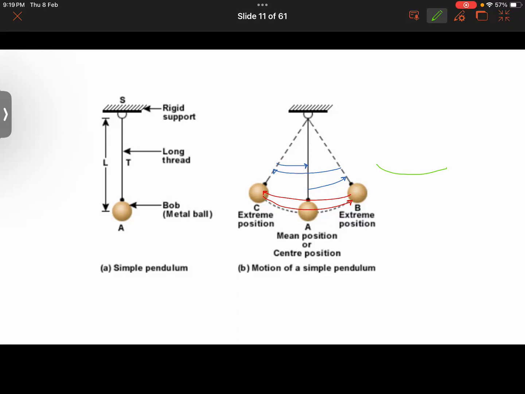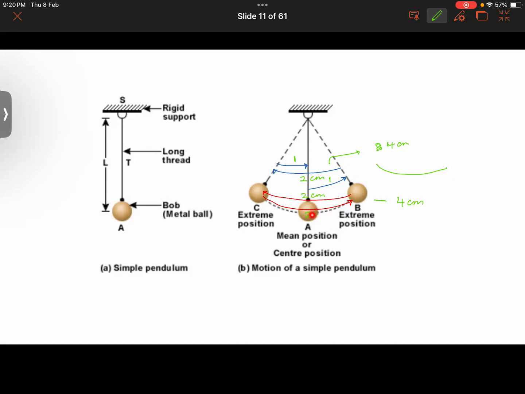Suppose this now covers a distance of, let's say, 2 centimeters going from extreme position B to extreme position C, and it covers 1 and it covers 1. So the total distance covered here is 4 centimeters. And here, in order to go from extreme position B to C, it covers 2 centimeters and again covers 2 centimeters. So that is also 4 centimeters. So via this also we understood that both is true.